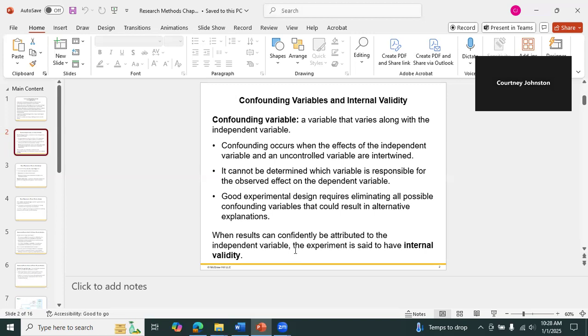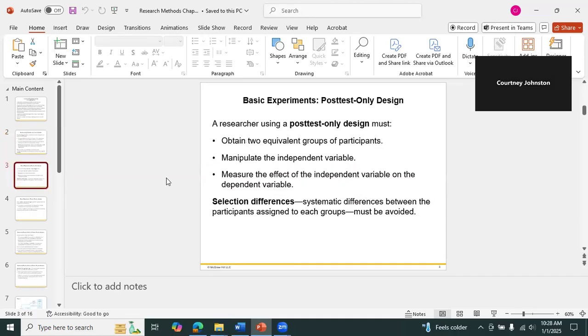Now, this is going to be a little different than the non-experimental design because it's much harder to control for confounding variables in the non-experimental design, but within experiments, it's easier to control as many variables as possible because it's in a very controlled environment. Thus, there is higher internal validity within experiments.